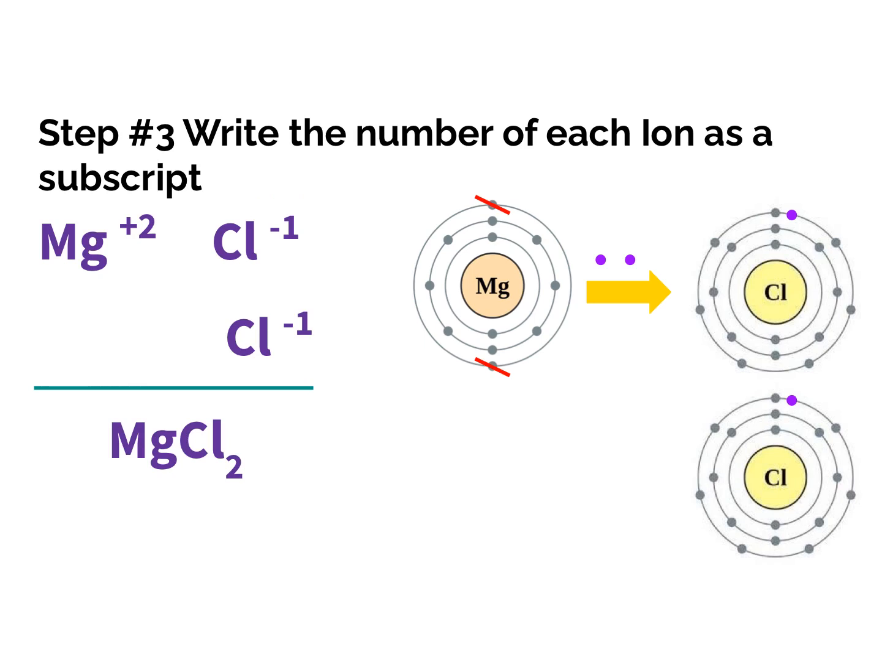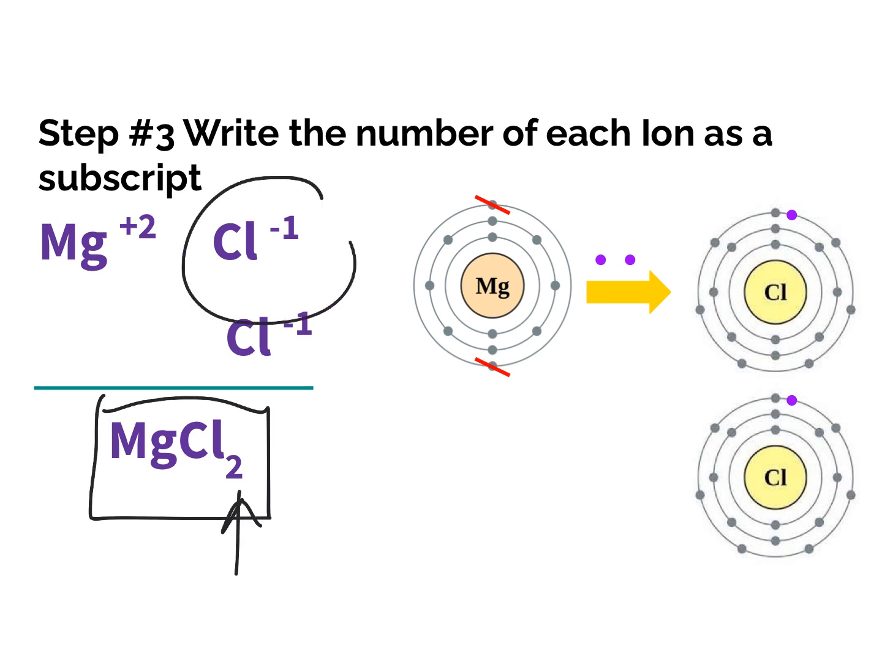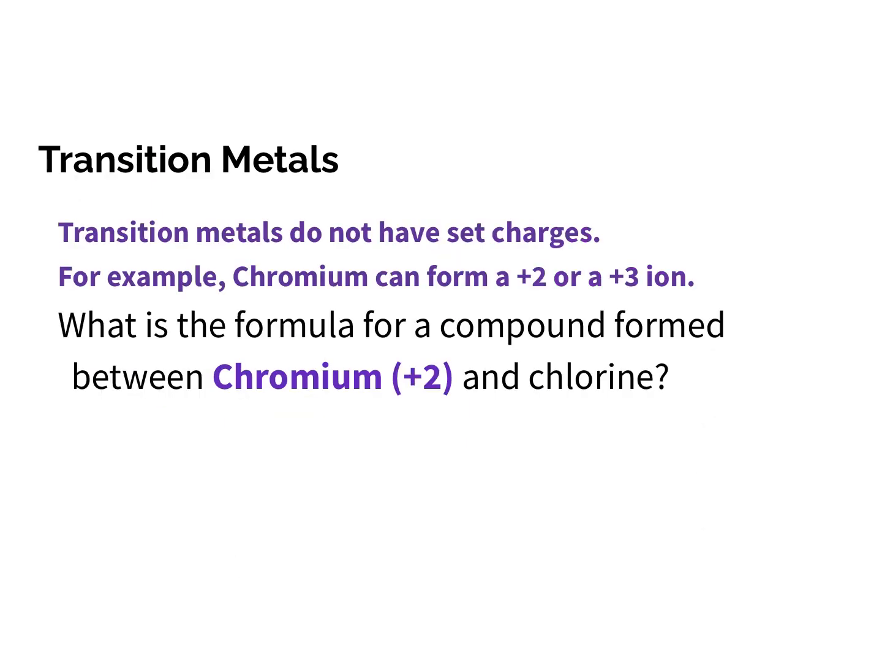So here I have my complete formula. This is my ionic bonded molecule. The reason that I have a 2 subscript here is not the indication of the charge of the chlorine, but it's the indication of the amount. Because I've got 2 chlorines to balance out my 1 magnesium, and we don't write 1s as subscripts. We don't write the 1s. They're invisible.